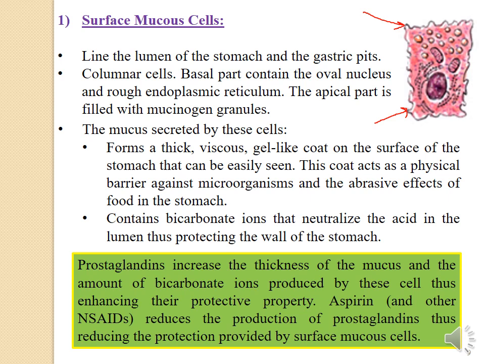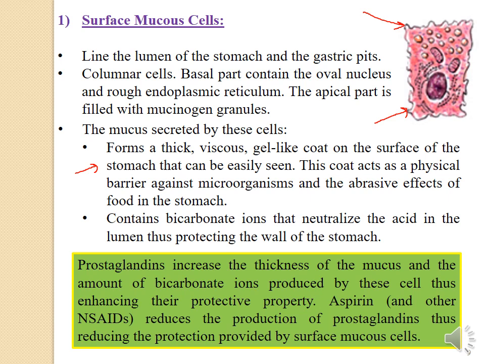The mucus secreted by these cells first forms a thick, viscous, gel-like coat on the surface of the stomach that can be easily seen. This is why, when we look at the mucosa of the stomach through an endoscope, we see it shiny, because it is covered by this mucus coat. This coat acts as a physical barrier against microorganisms and the abrasive effects of foods in the stomach. Also, this mucus contains bicarbonate ions, and this neutralizes the acid in the lumen, thus protecting the wall of the stomach.